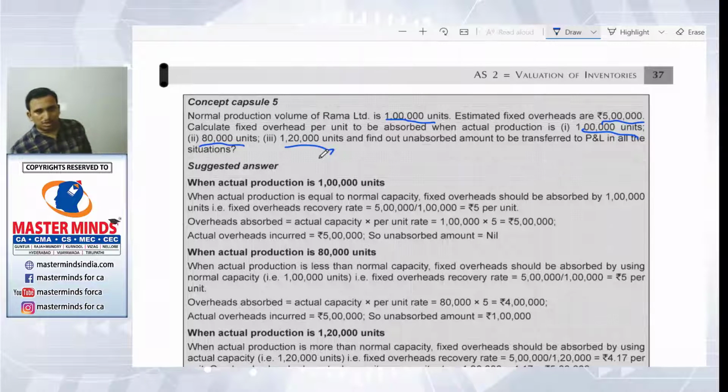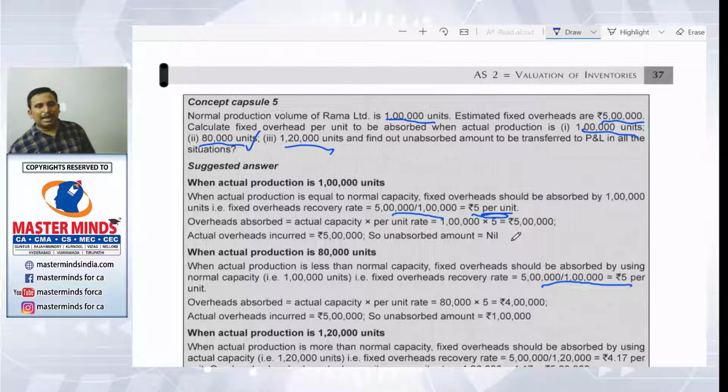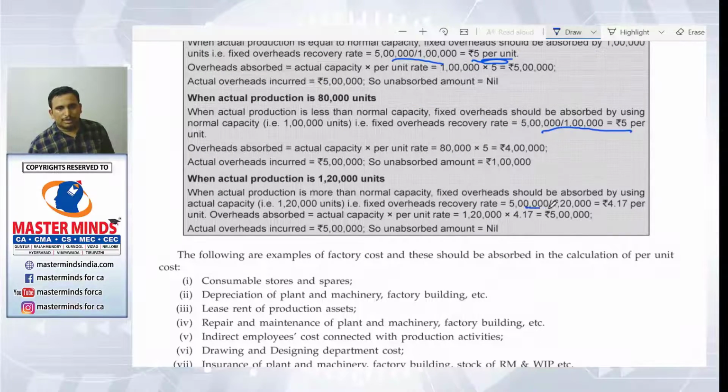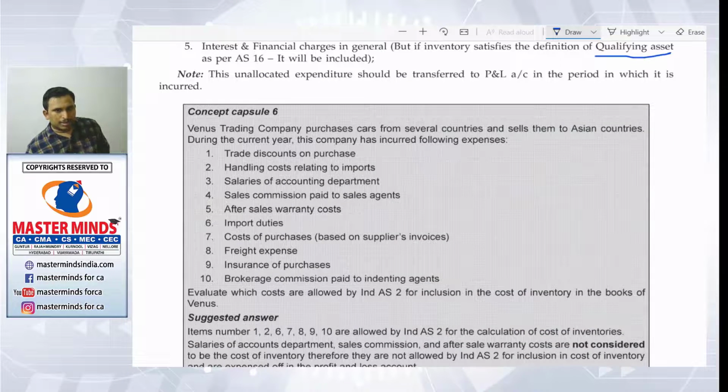Now, if you take the first situation, both are equal. In that case, it doesn't matter. It is simply 5 lakh by 1 lakh, 5 rupees per unit. Now, let us go to the second case where actual is less, 80,000. In that case, once again, you will apply based on the normal only. That is 5 lakh by 1 lakh, 5 per unit. In the last situation where actual is more, you will apply based on the actual. That is 5 lakh by 1 lakh 20,000, which is equal to 4.17 per unit. So hope you have all understood. This is the allocation. Now, let me go to another question.